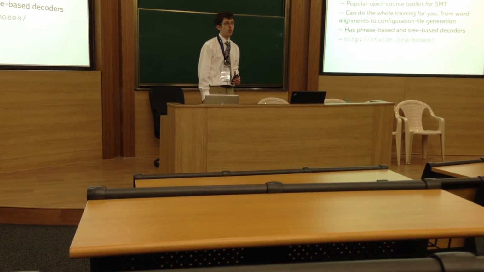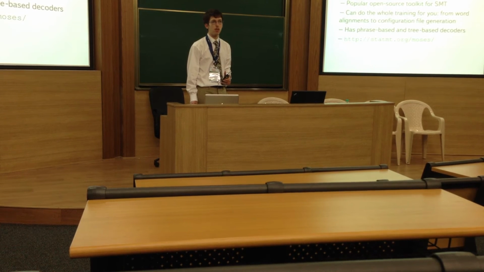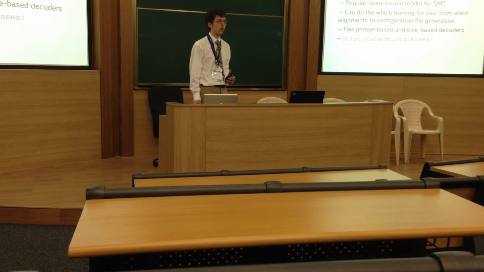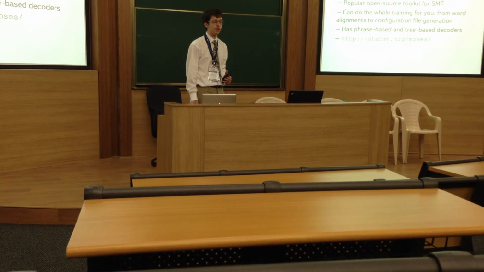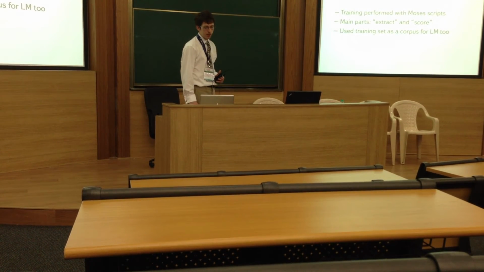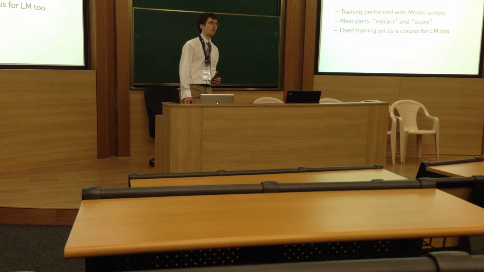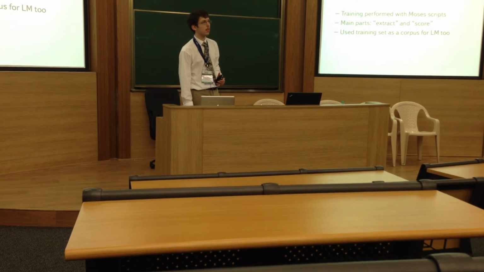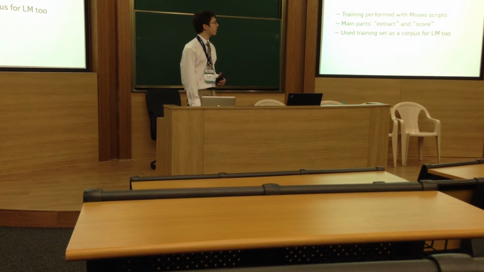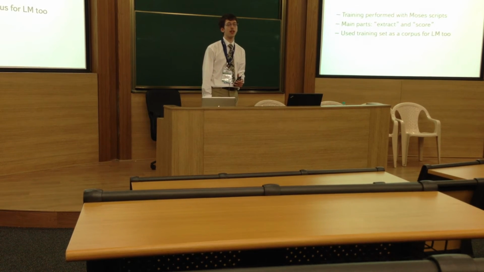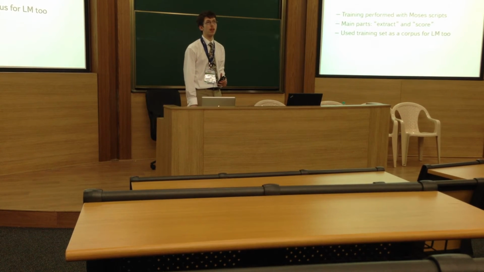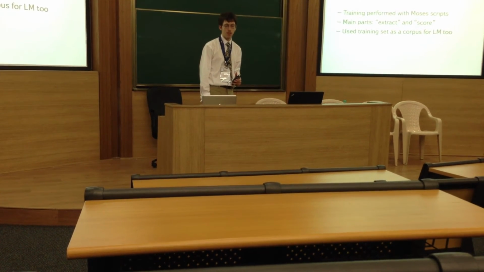It has two decoders. One of them is phrase-based, which is used if you want a phrase-based model. There is a chart decoder, which is used for hierarchical and tree-based models. The training part was done with all those magical scripts Moses has. The main parts of them are called the extract tool and the score tool. The extract tool does exactly what I described earlier. It extracts all possible rules, and the score tool counts their frequencies and assigns them several scores.